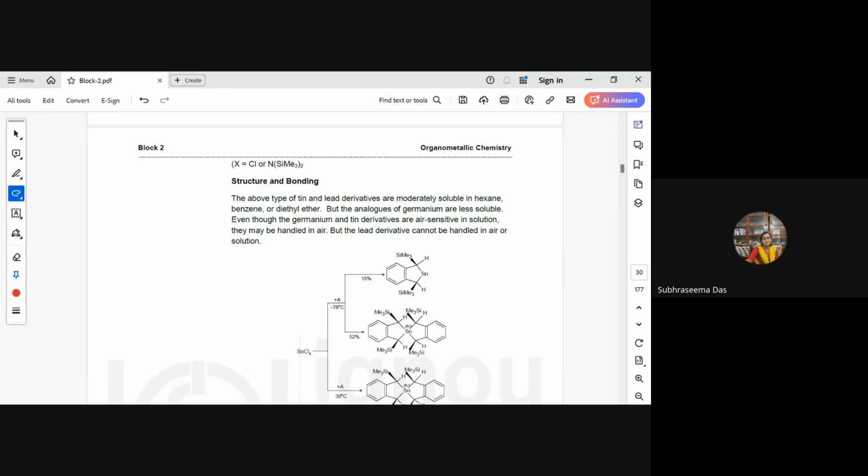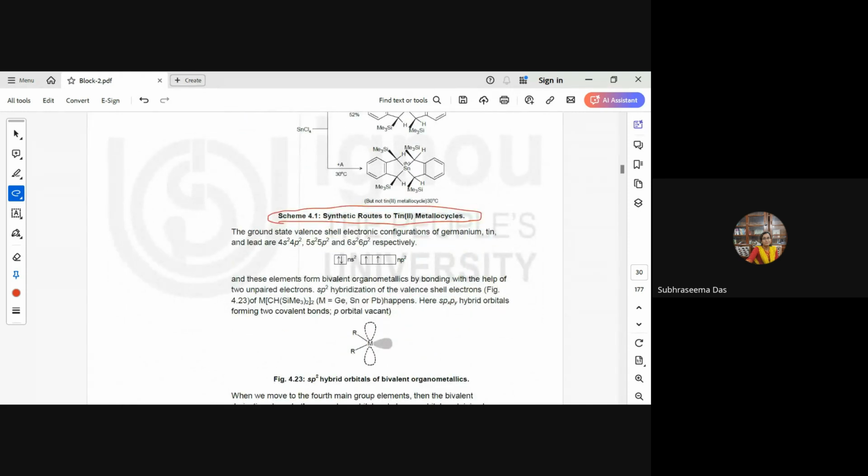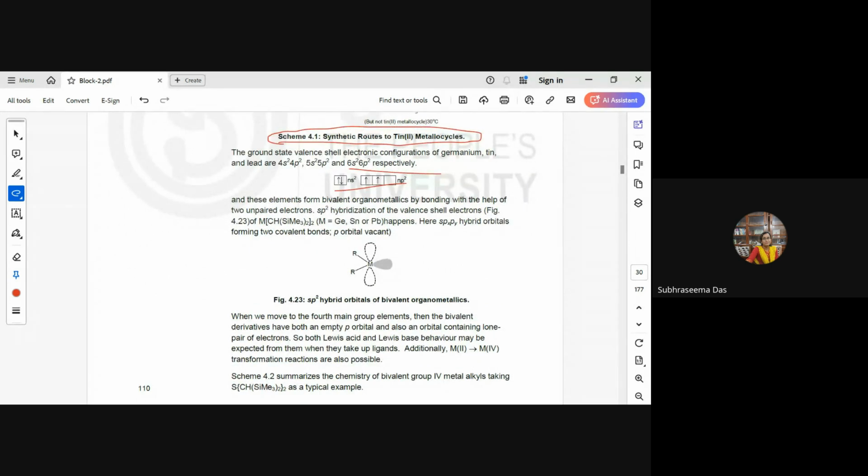However, the analogous germanium derivatives are less soluble, and they are more soluble in diethyl ether. However, when we talk about the lead derivative, it is highly explosive and it cannot be handled in normal air or atmosphere. So the ground state valence electronic configuration for germanium, tin and lead is mostly ns2 np2. That is, for germanium it is 4s2 4p2, for tin it is 5s2 5p2, and in lead it is 6s2 6p2.